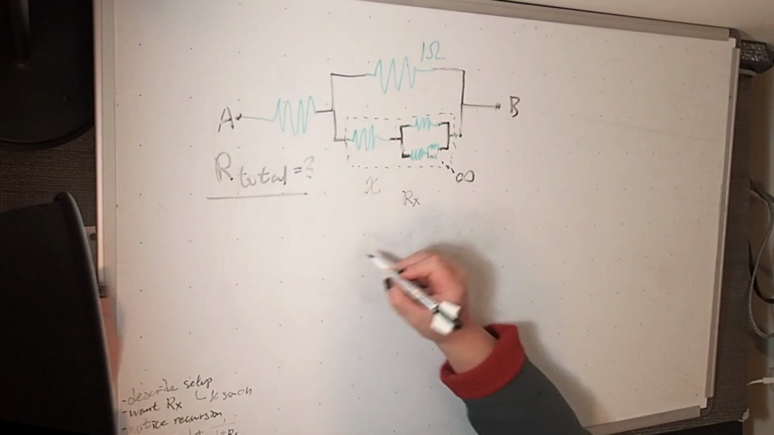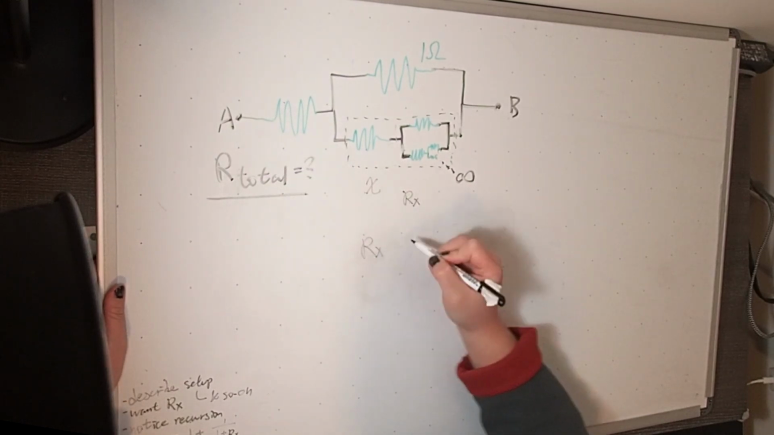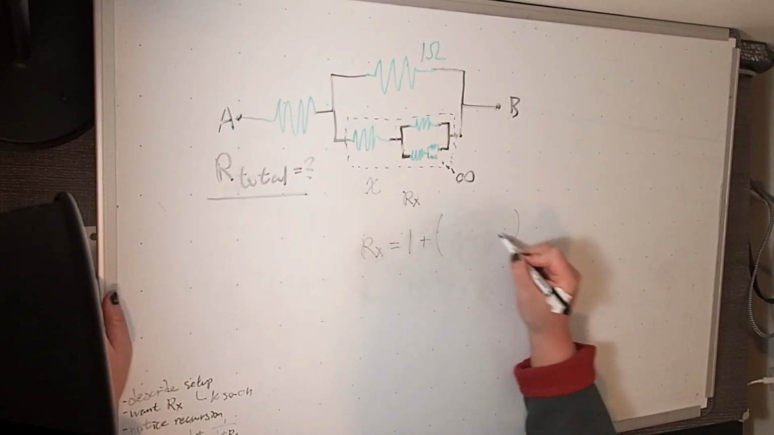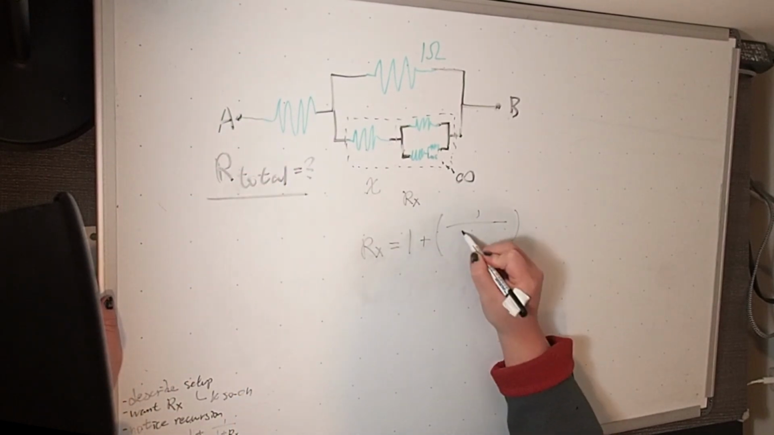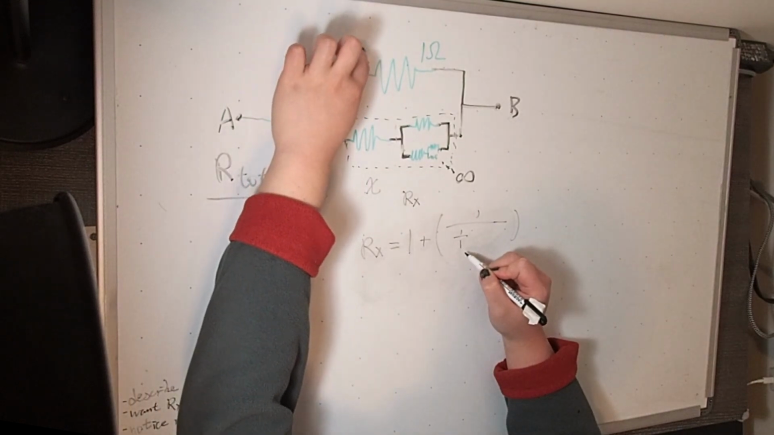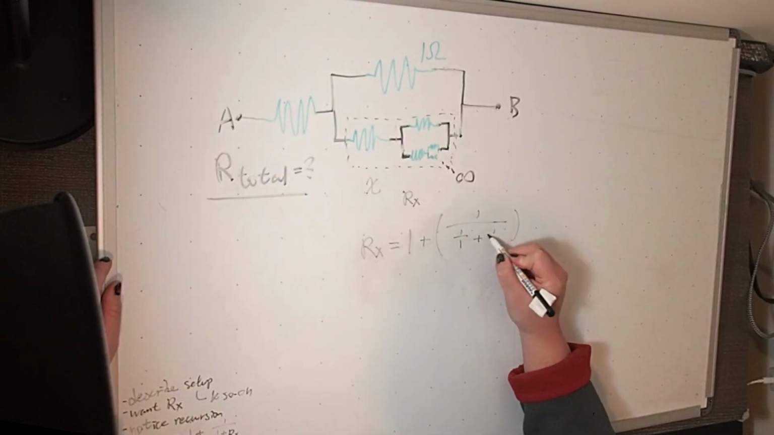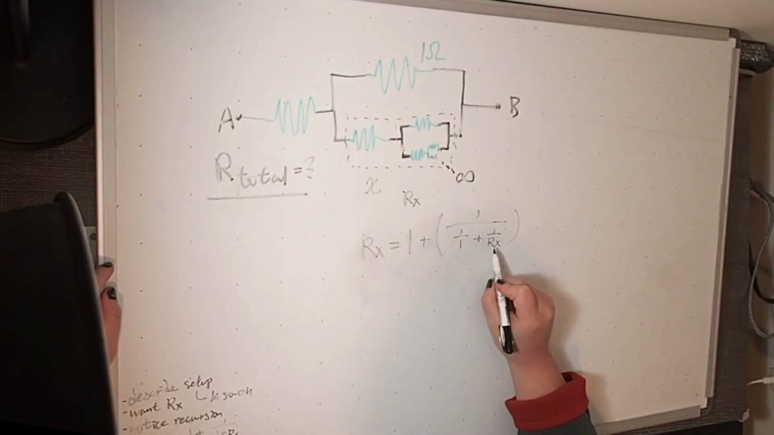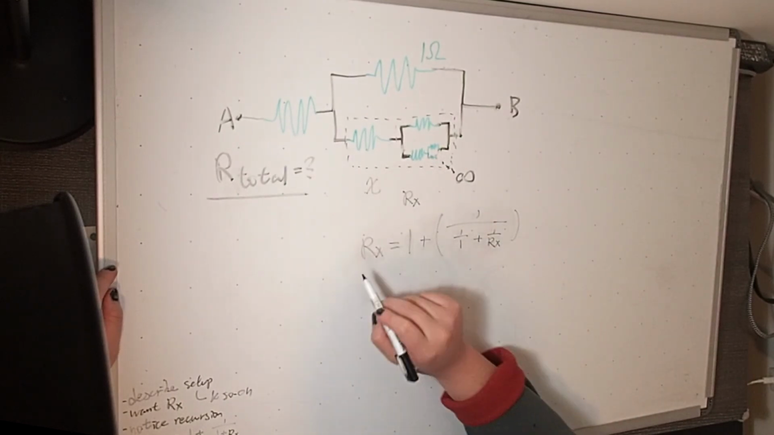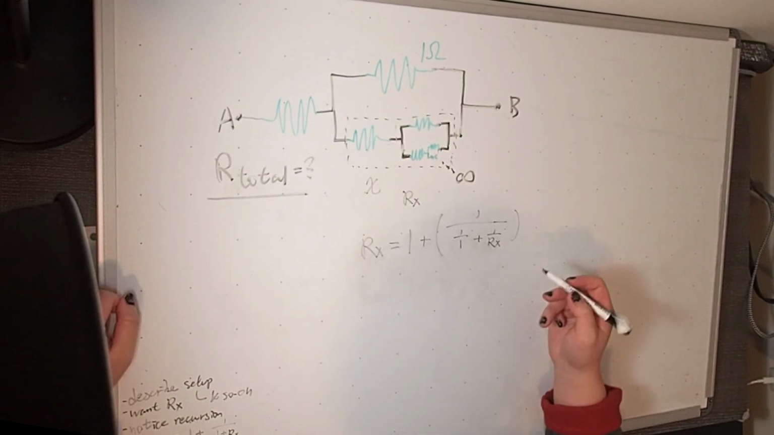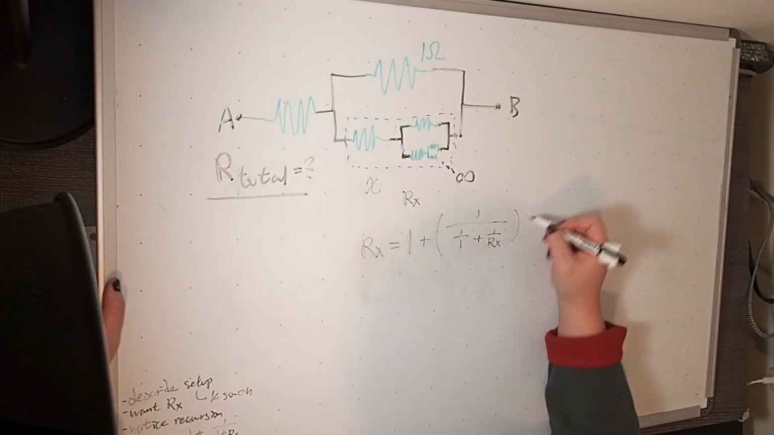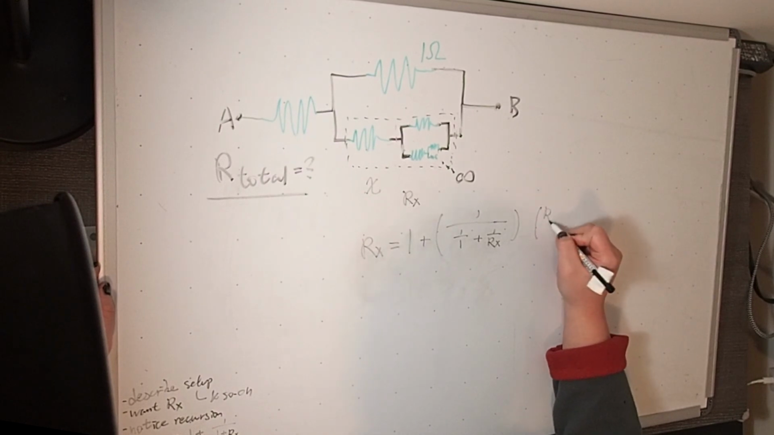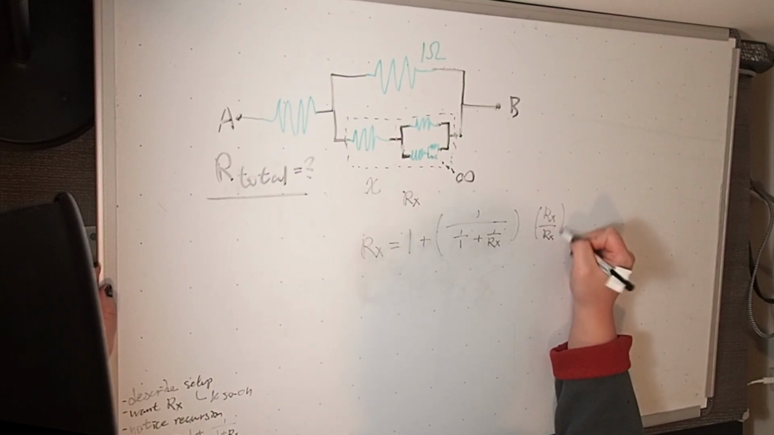So let's start up the equation. We want R total, which is really just Rx, equals 1 ohm plus the parallel portion, 1 over 1 ohm, which is this resistor up here, plus 1 over Rx, which is our side path. Now we want to extract all the Rx's into the same place. So to do that, we can multiply this portion by Rx over Rx.